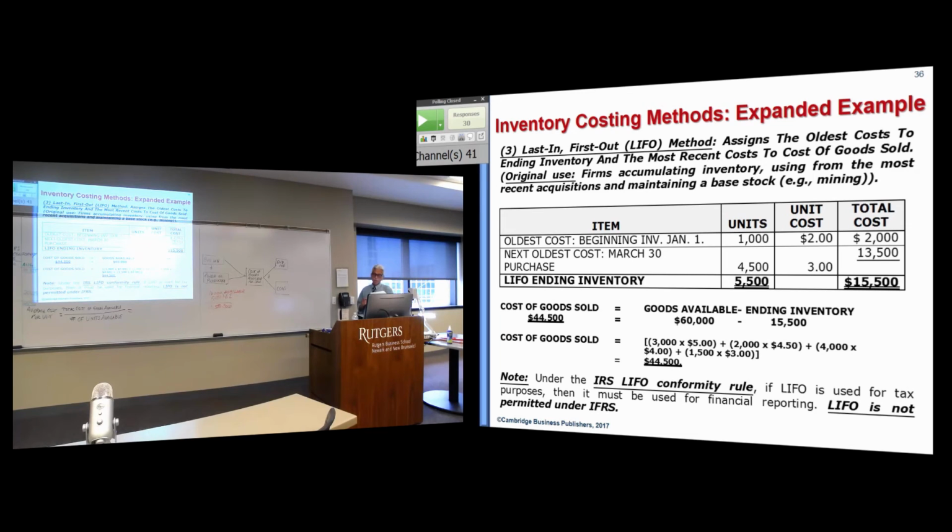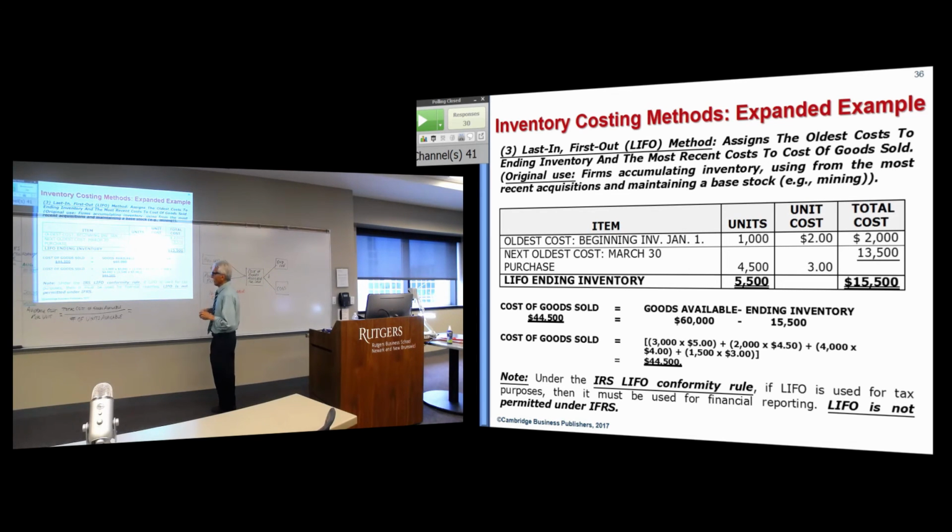Last in, first out. Last in, first out assigns the oldest costs to the inventory, and the most recent costs to the cost of goods sold. As we said, its original intention was to accommodate companies that had a base stock inventory that would be used by consuming the most recent first. But the ending inventory is the oldest here.